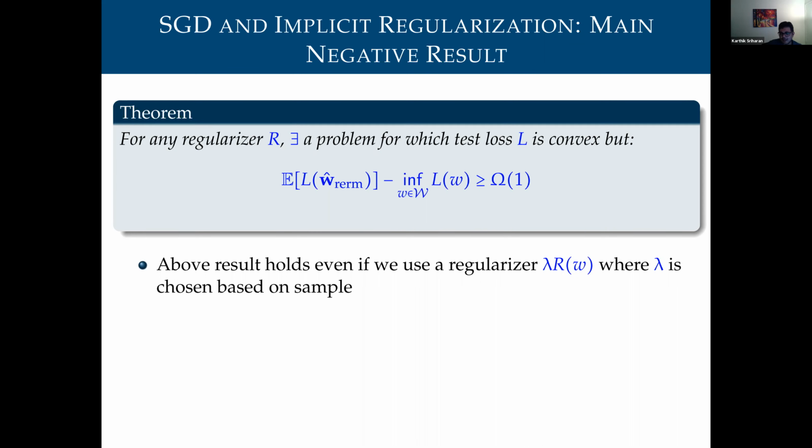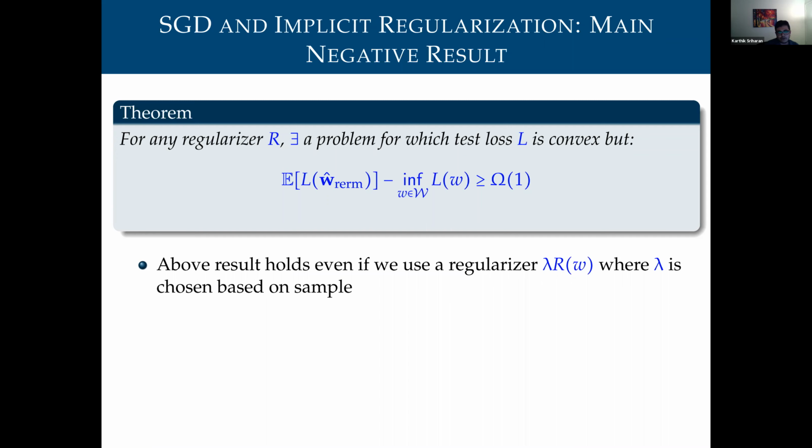Now, I did tell you that here R is fixed before you look at the problem. In fact, this result is also true if you fix R before you look at the samples, but you can even choose the regularization parameter lambda to be something that's sample dependent. So you can basically say I do a regularization where the lambda, which is the regularization parameter, is dependent on the sample, and that doesn't really make any difference. You still are going to get the same result.